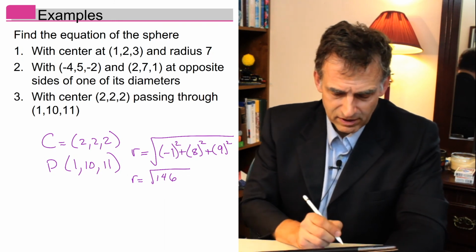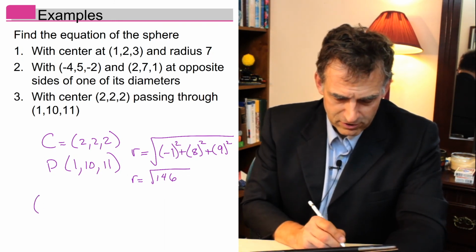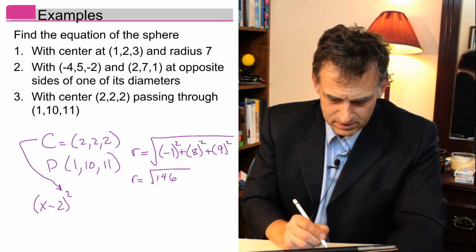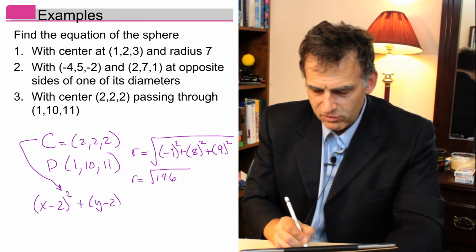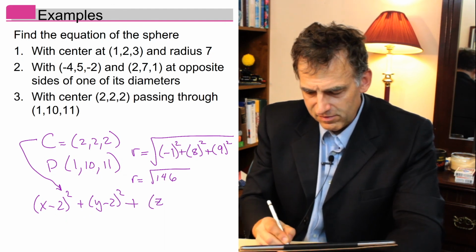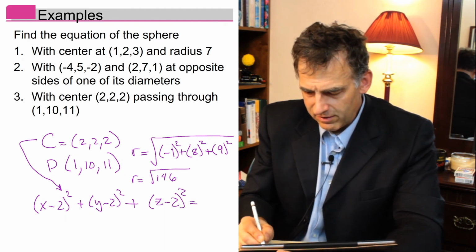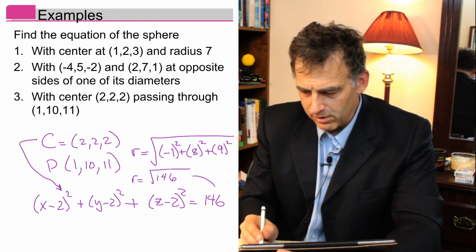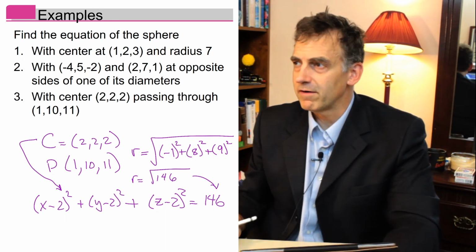So then we're almost done. Now we just write down our equation. It's going to be (x minus 2) squared, I'm using the center here, plus (y minus 2) squared plus (z minus 2) squared is equal to r squared. And when you square r, you end up getting rid of the radical.